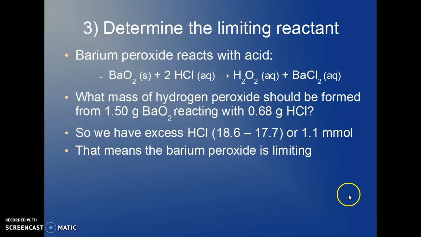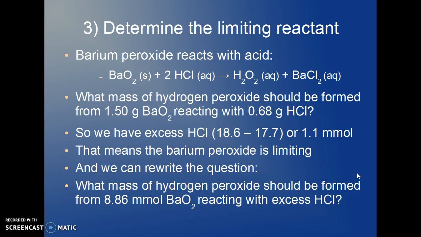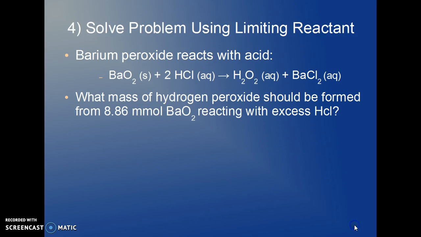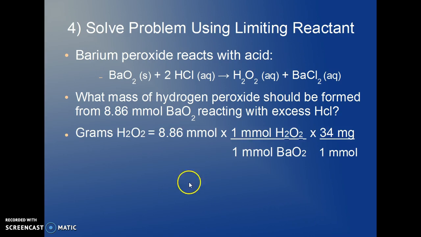Now we know that the limiting reactant must be the other reactant. Barium peroxide is the limiting reactant. We now rewrite the question in this way. What mass of hydrogen peroxide should be formed from reacting 8.86 millimoles of barium peroxide with excess hydrochloric acid? A very easy problem to solve. We can plug the numbers in now.